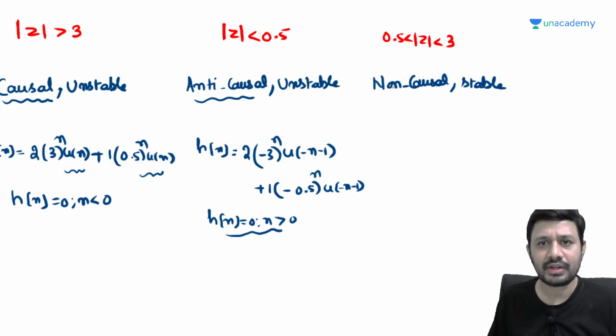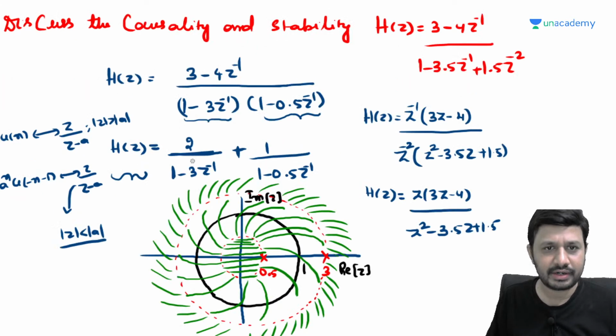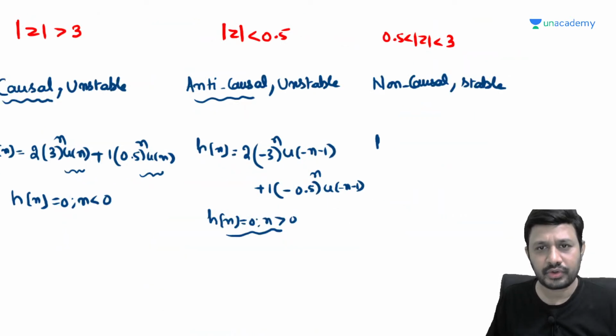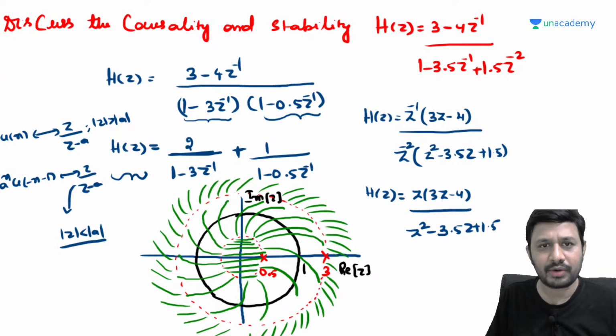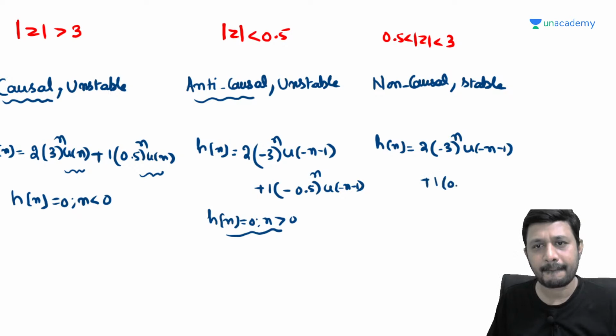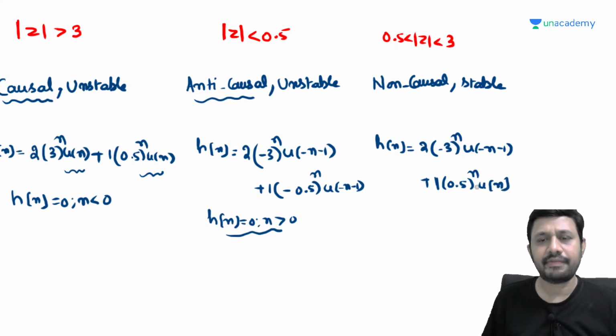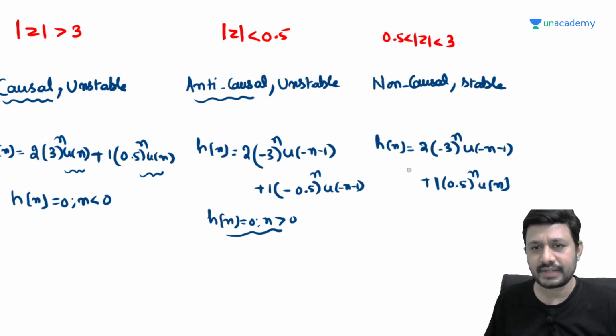Now come to this case, non-causal. See here how you are going to write the inverse: from 0.5 outside it, from 3 inside it. So your h of n would become 2 times minus 3 whole power n u of minus n minus 1, from 3 inside it, plus the term from 0.5 outside it. So here clearly you can observe the impulse response exists both for n greater than 0 and n less than 0. So it is non-causal and it is stable as well here.